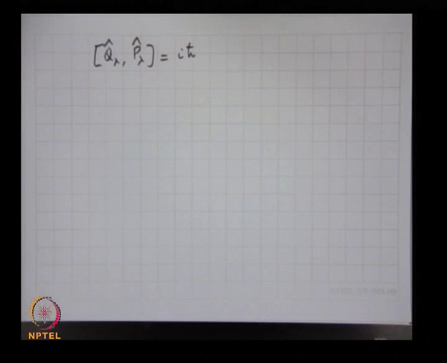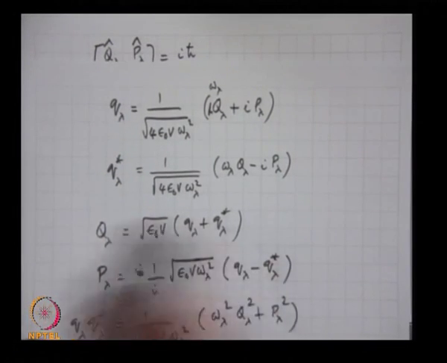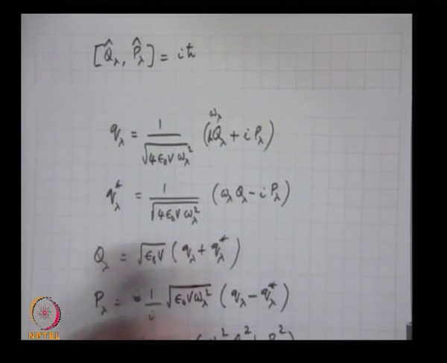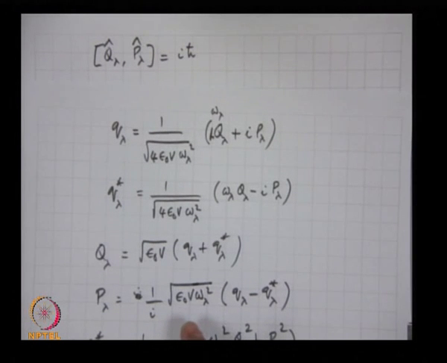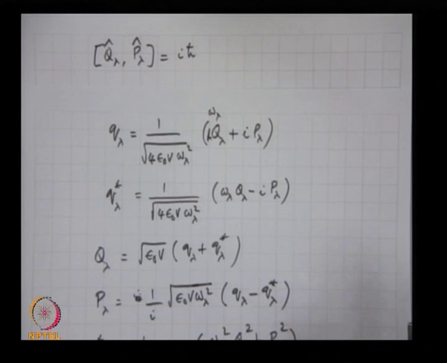Capital Q lambda and capital P lambda were some classical functions having amplitude and time dependence. There is no space dependence. Space dependence is contained in exponential minus i k dot r and exponential i k dot r. Okay? There is a time dependence and amplitude here. So till now there were no operators, it's all classical functions.